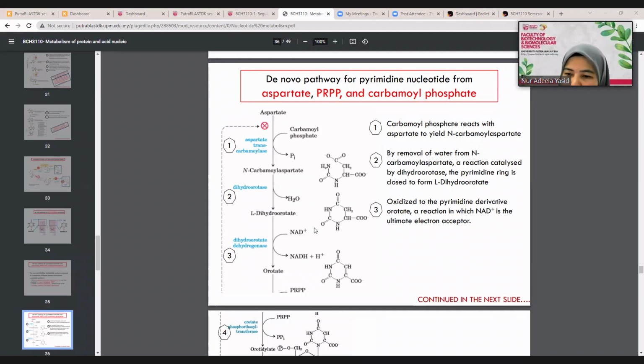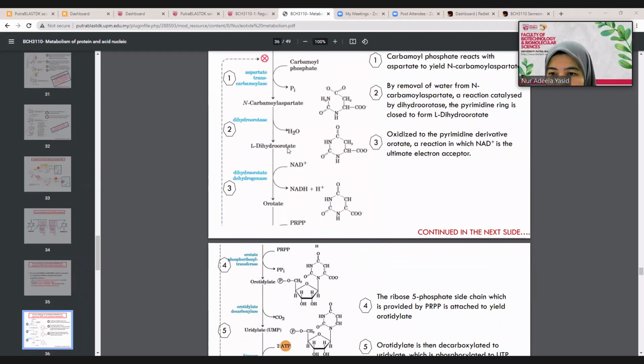If the question asks you to name the pyrimidine structure where it forms a complete closed ring, you should know this is dihydroorotate. Next, dihydroorotate undergoes an oxidation reaction catalyzed by dihydroorotate dehydrogenase, where NAD plus acts as the electron acceptor, to form orotate.